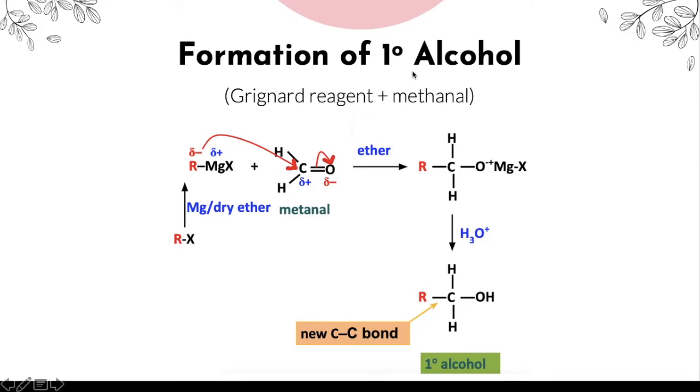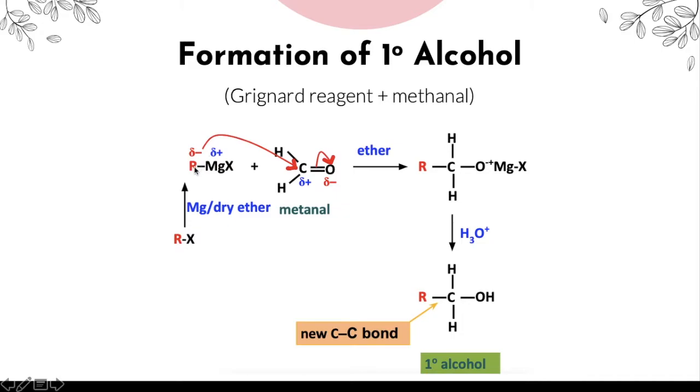If you want to form primary alcohol, you must use Grignard reagent and methanal. In methanal, the carbon has no R group at all, meaning this carbon, the carbon double bonded to oxygen, has no carbon attached to it at all. So this is methanal. If you want to form primary alcohol, you must use methanal to react with Grignard reagent.